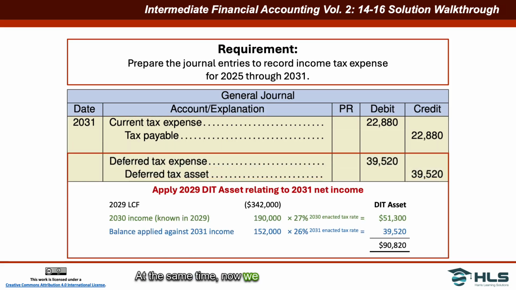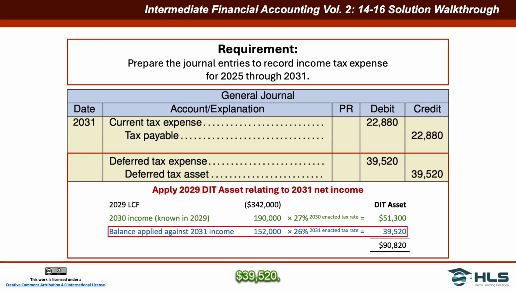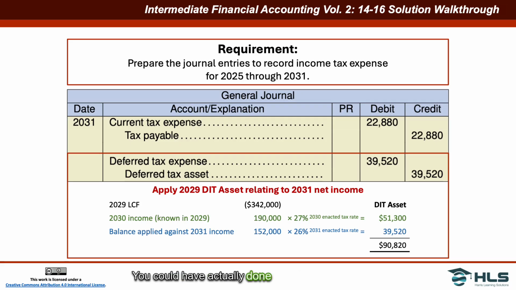At the same time, now we can use up the rest of the loss carryforward, which was the remaining balance of $39,520. So the company will debit deferred tax expense and credit the deferred tax asset for $39,520. You could have actually done this entry first to use up the loss carryforward and then determine the amount of tax paid on the remaining amount. Either approach is fine. And that's it. We're done with this problem.